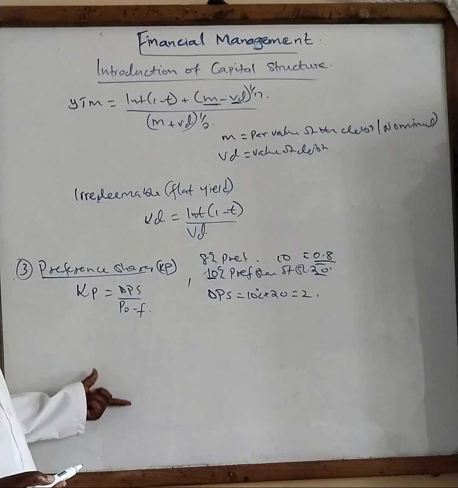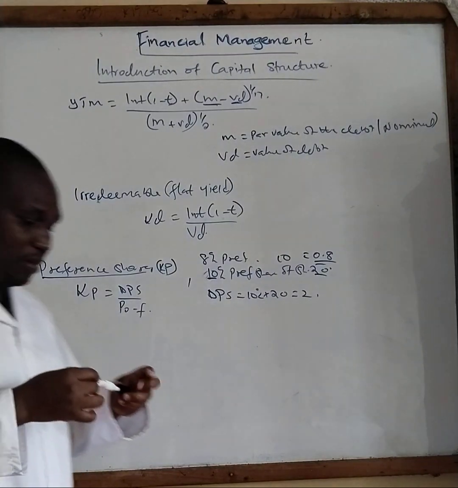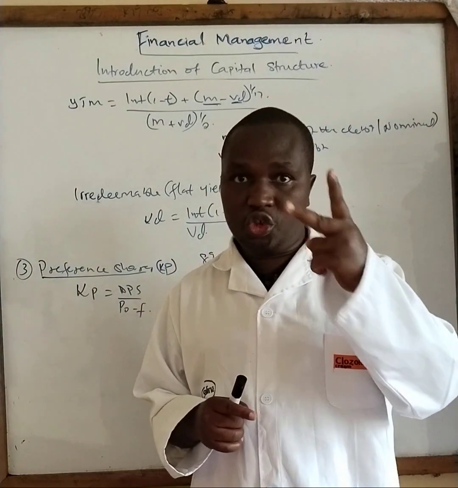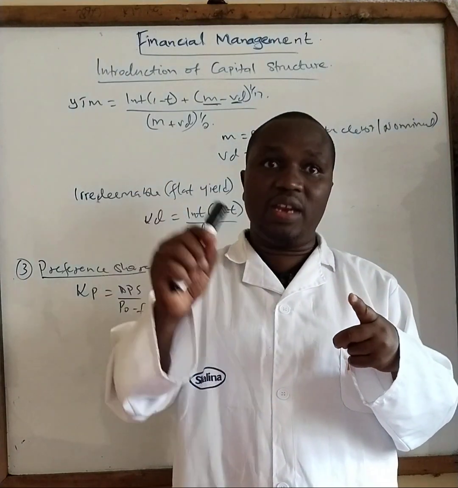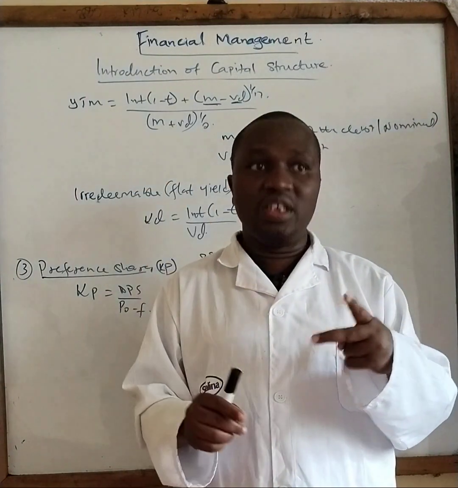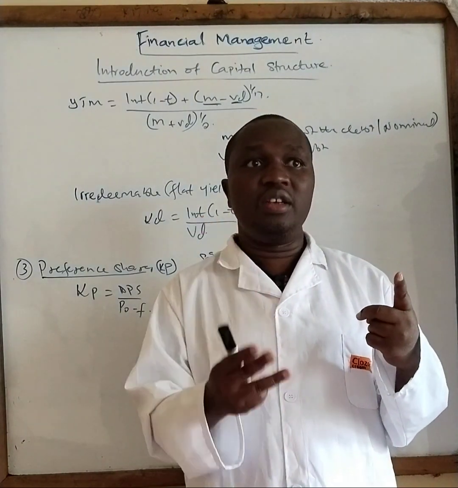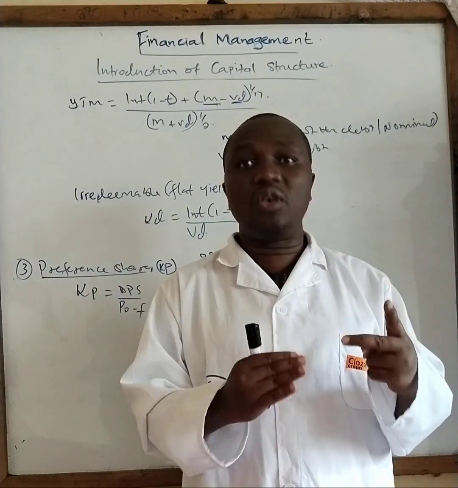What I've done here is what they call components of cost of capital. Let's name them. One, equity, which is made up of ordinary share capital and what? Retained earnings. Two, we have also said debt. Debt is made up of two. The first one is loan. The second one is debentures or a bond.